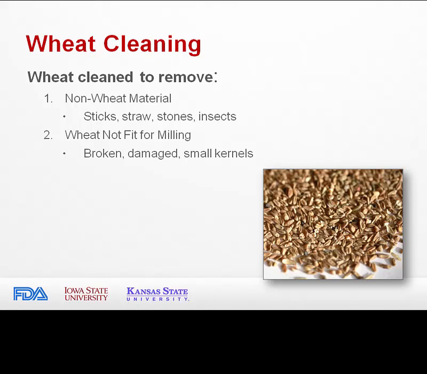Chemists inspect and classify the wheat using official U.S. grain grading standards approved by the USDA Grain Inspection, Packers, and Stockyards Administration. Then wheat is cleaned to remove non-wheat material such as sticks, straw, stones, and insects, as well as to remove wheat that is not fit for milling due to it being broken, damaged, or small.